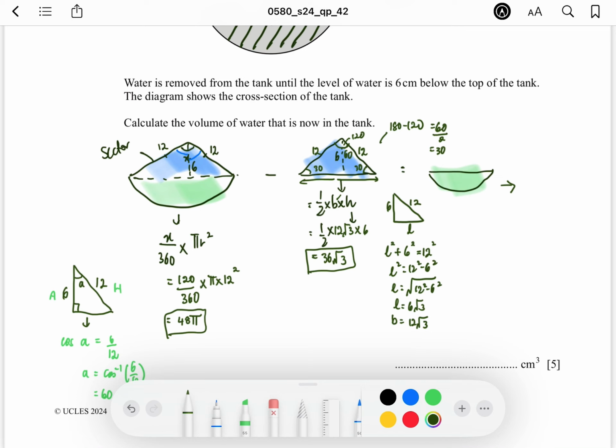So the sector is 48 pi. The triangle is 36 root 3. Minus lah. So what do we minus? 48 pi minus 36 root 3. Use your calculator, teacher. Your calculator might give you decimals, that's fine as well.